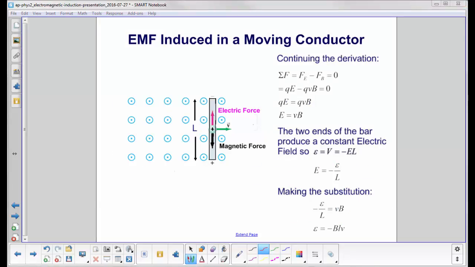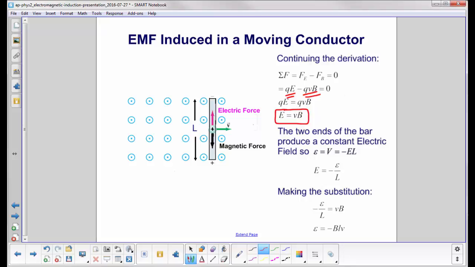We'll continue the derivation. The sum of the forces is the electric force minus the magnetic force equals 0. The electric force on a charge is qE. The magnetic force on a charge is qvB. Continue the math, the q's cancel, and we get the electric field is v times B.